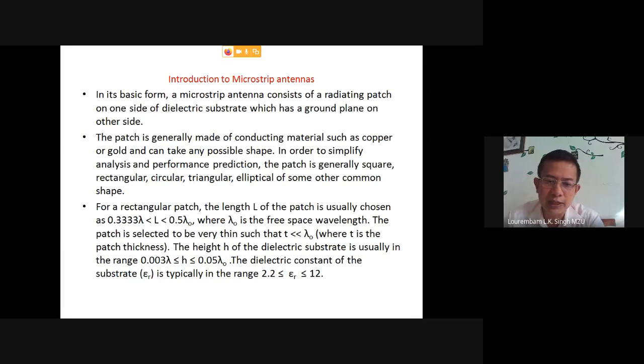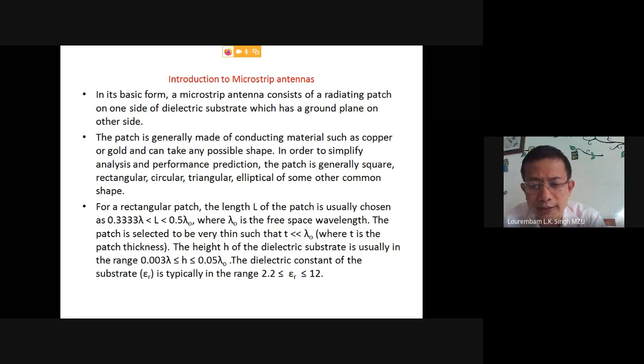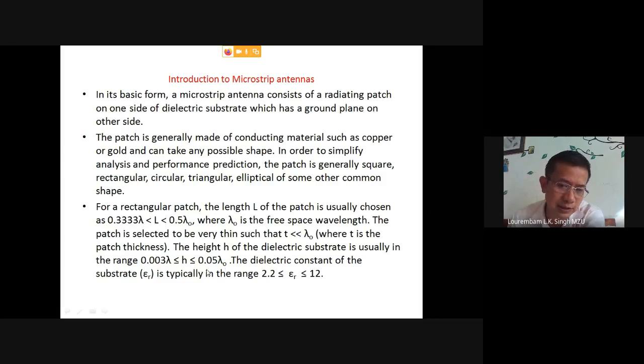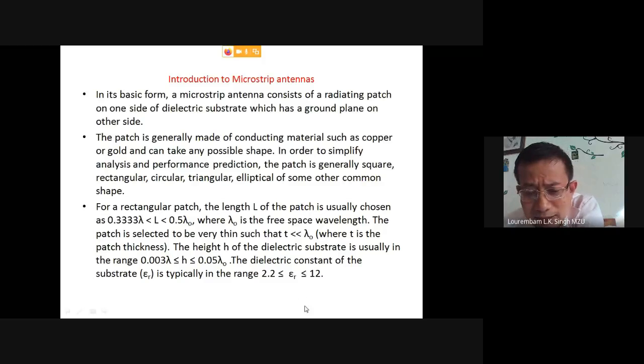And the height of the substrate means the separation between the two conducting layers. One is called the patch antenna or microstrip antenna, and the other is called the ground plane. The separation has to be in a certain range, as given here, and the dielectric constant for a typical antenna should be around 2.2 to 12. But this is just a typical range.